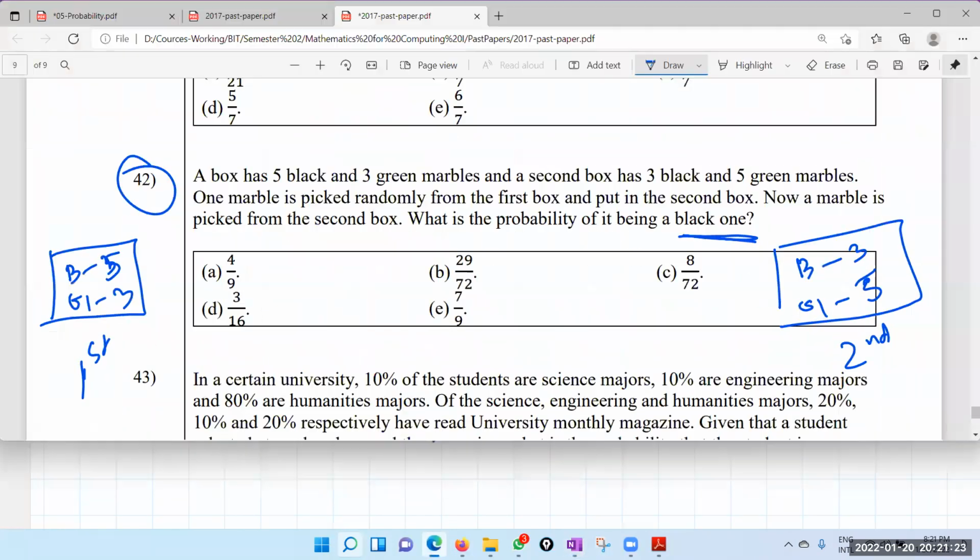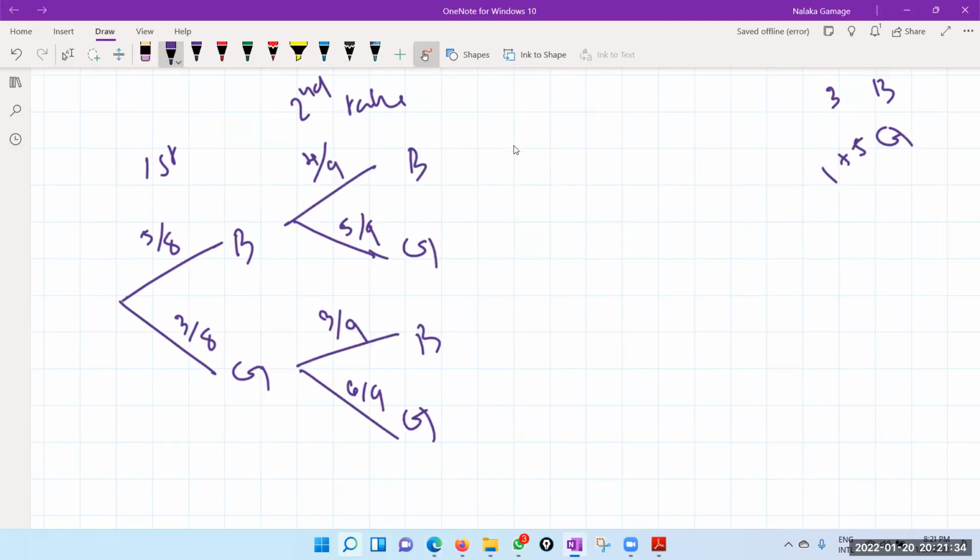The question asked is, what is the probability? Now the marble is picked from the second box. What is the probability of it being a black one? So that is this possibility or this possibility. It is black, black or green, black. So that means getting black, black or green, black, because the second one must be black. So this is conditional probability, we can multiply because we have adjusted that. So this is the second event given the first event has happened. So first, the probability of the first event happening into the probability of the second event given the first event has happened.